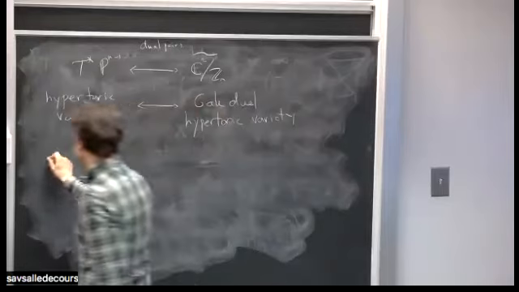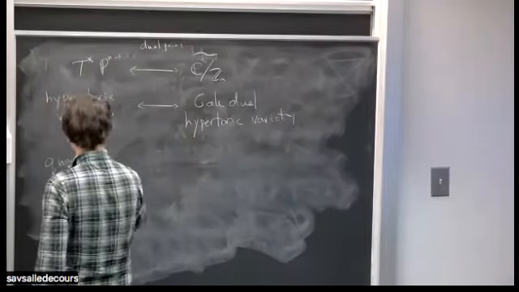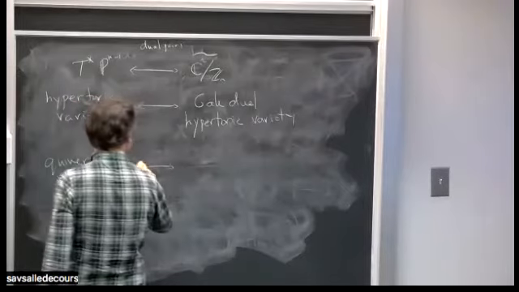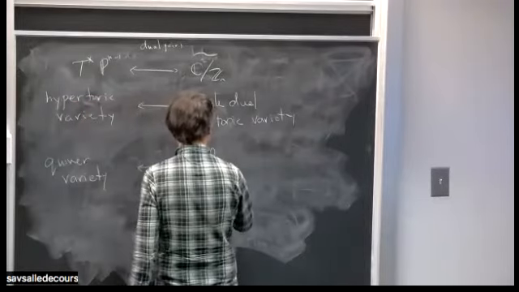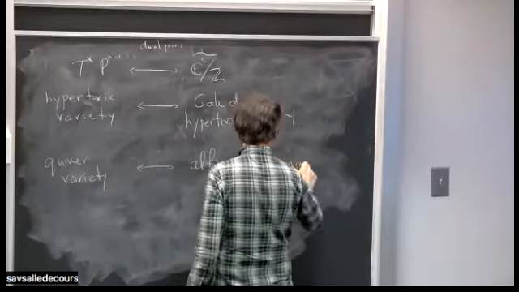For quiver varieties, which I mentioned briefly but not in very much detail earlier, and I'll try to get back to them in a minute, their duals are called affine Grassmannian slices. They're kind of my main subject of interest.